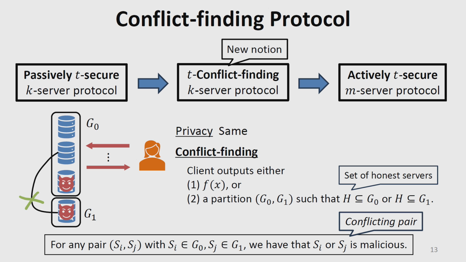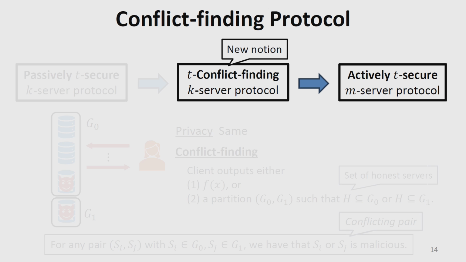So in particular, if we choose two servers, one from G0 and the other from G1, then at least one of them is necessarily malicious, right? We call such a pair of servers a conflicting pair. This is a core idea of our algorithms. In this talk, we explain how to obtain an actively secure protocol based on conflict-finding protocol. Please see the paper for our construction of conflict-finding protocol based on passively secure protocol.